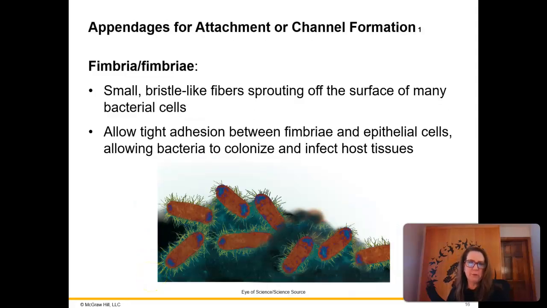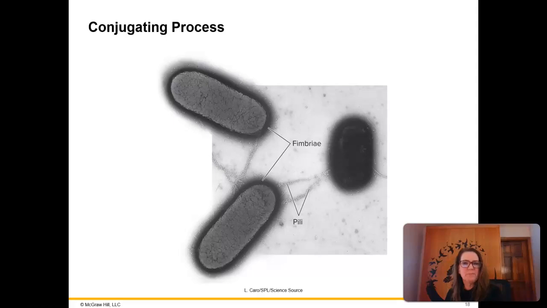All right, here's our fimbria. I know we talked about it in the first part of this video. Small bristle-like fibers. Helps these organisms stick to a host or stick to potentially the surface that they're trying to grow on. So that's important. And then it also allows them to hang out with others more easily. So safety in numbers.